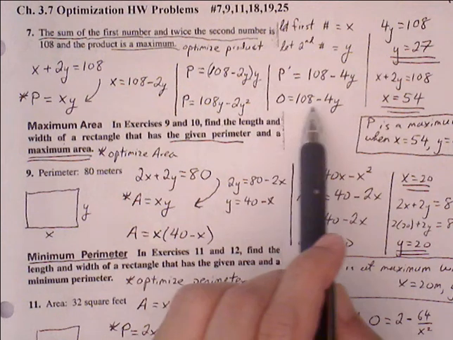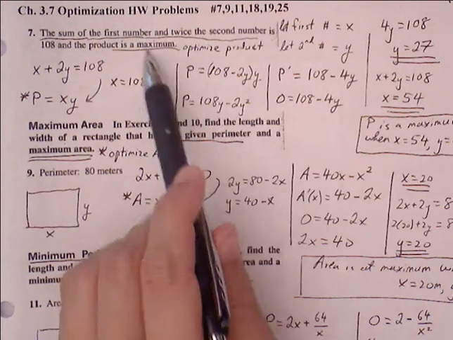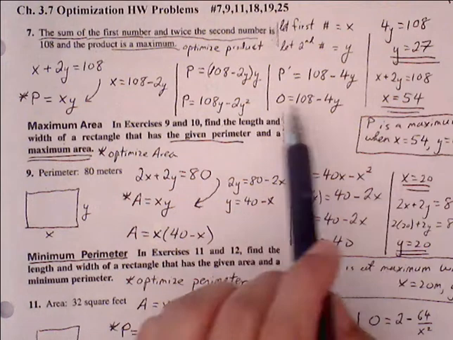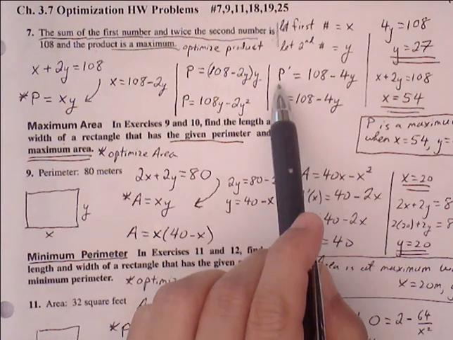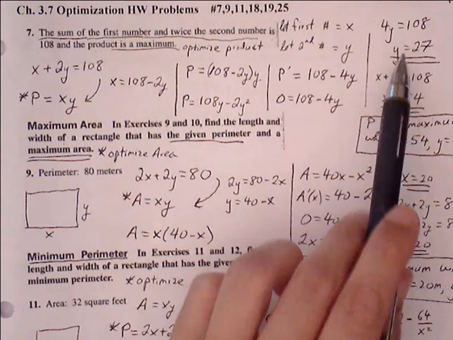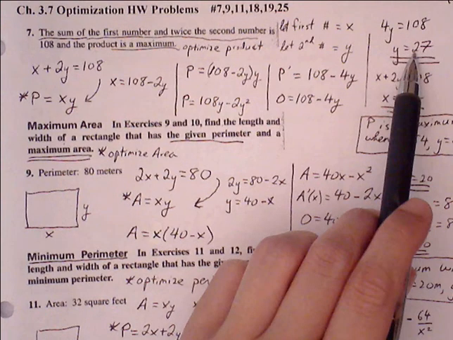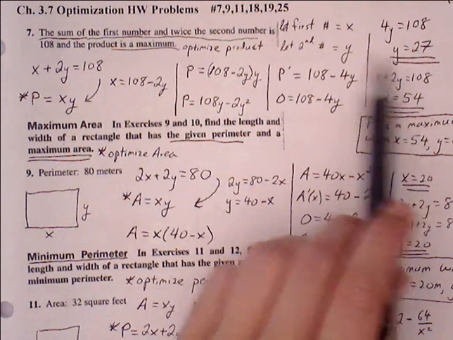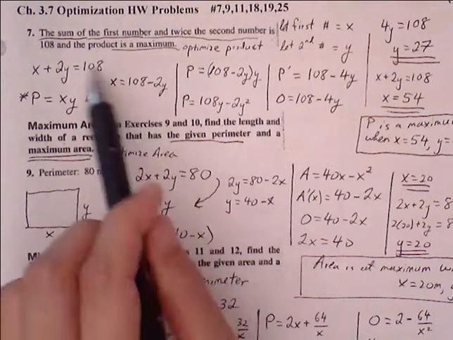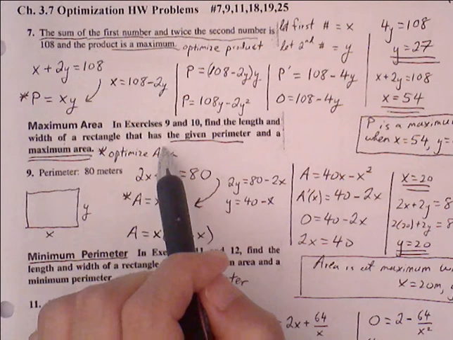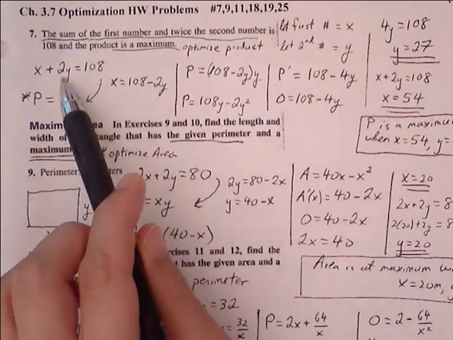So it's either going to be a maximum or a minimum. In this case, it's going to be a maximum. So when y is 27, we're going to get to that optimal p value. And once we found that y value, we can plug into any of the original equations to help us solve for x. So I'm going to use this first equation here.